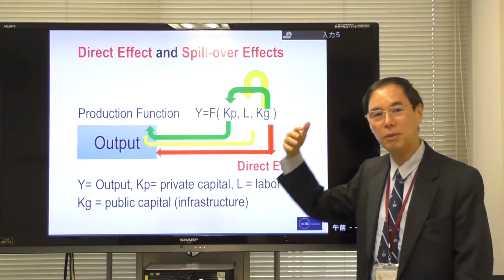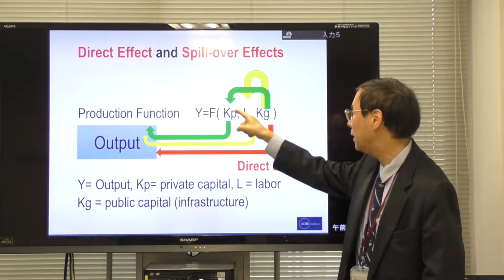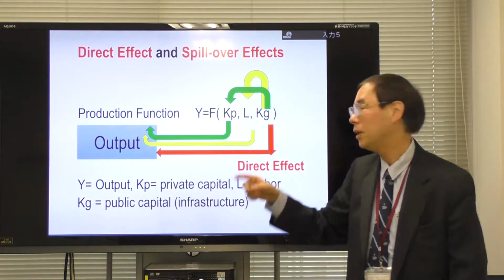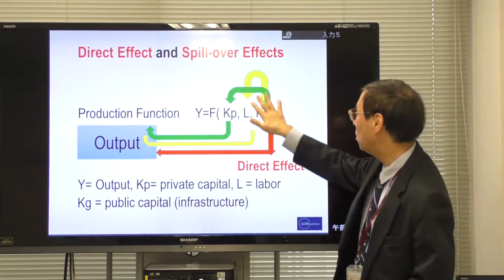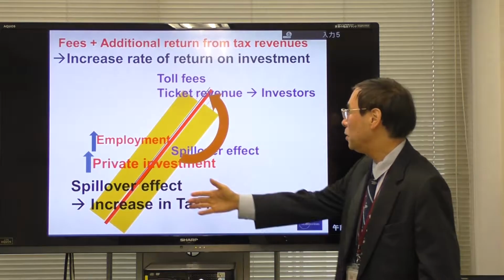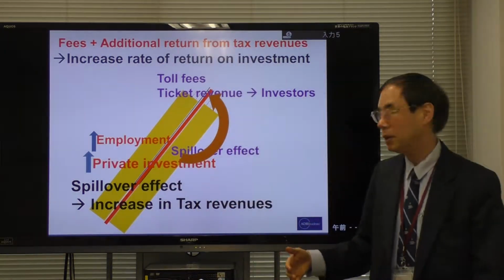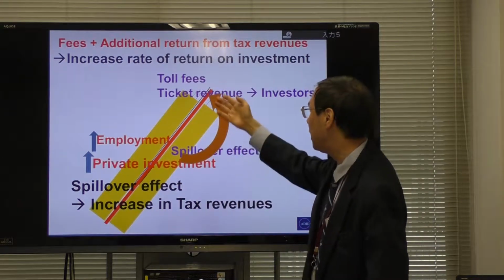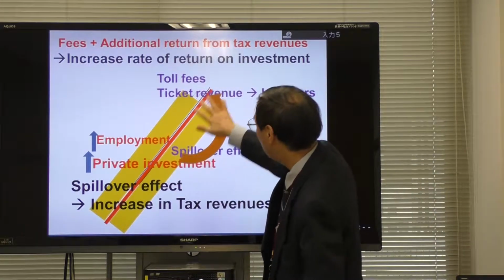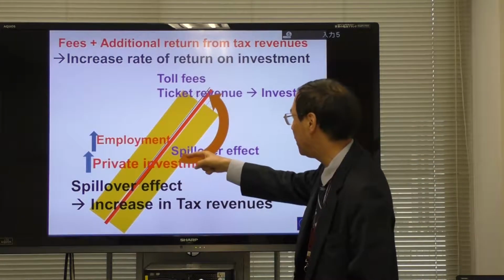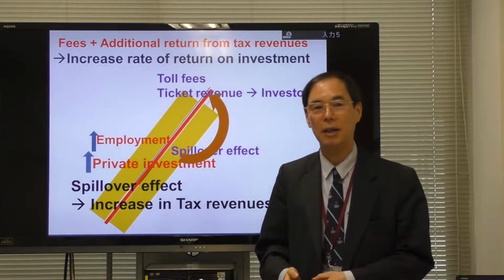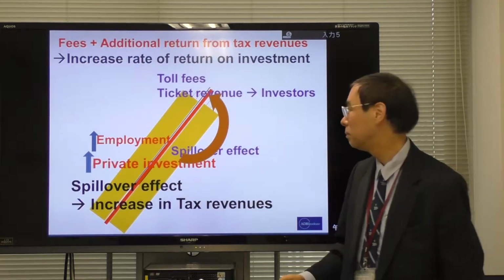Infrastructure investment, railway, highway, ports, will bring private economic activities in the region, represented by KP, and then it will increase employment in the region. So yellow and green portions are spillover effects or indirect effects. Usually when the infrastructure is constructed, the investors will receive the rate of return coming from toll fees. However, if these toll fees are increased by the increment of these spillover effects, then the rate of return would become much higher, and bankable projects will become much more.